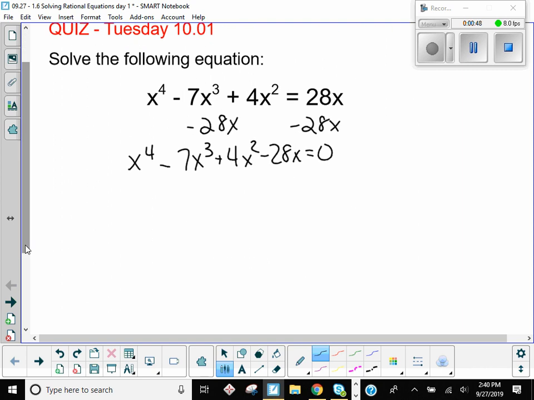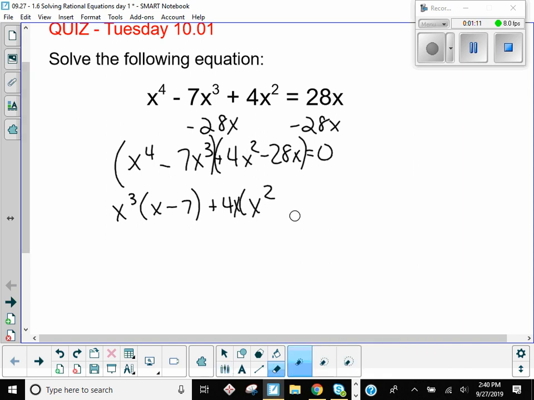So most of my students today have just been grouping straight off. And they've been doing that successfully. They're taking a GCF out of the first group as x cubed, leaving me with x minus 7. The second group, the GCF is 4x, leaving you x minus 7. Let me just redo that whole thing.